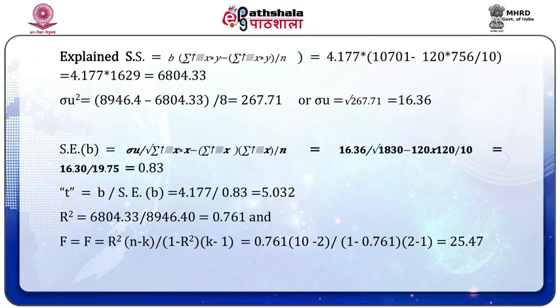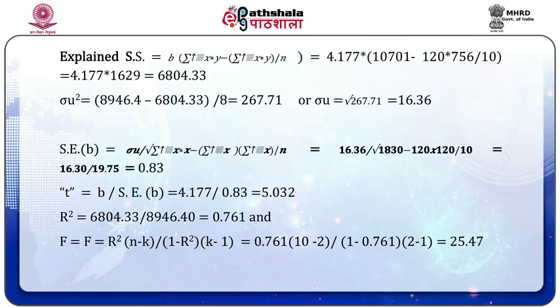(8946.4 minus 6804.33) upon 8 is equal to 267.71, or sigma mu is equal to under root 267.71 is equal to 16.36.